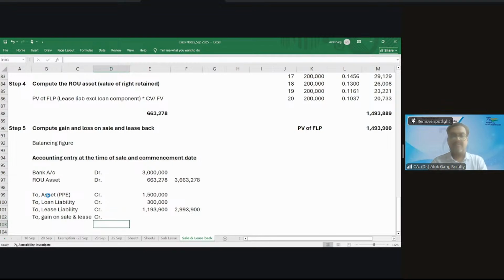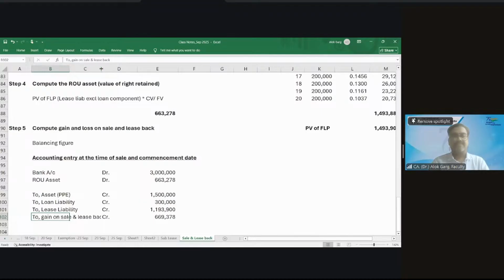Credit 6 lakh. So what is this? This plus this minus this minus this minus this. Okay, 6,69,378. This is the gain on sale and leaseback. This is your balancing figure.